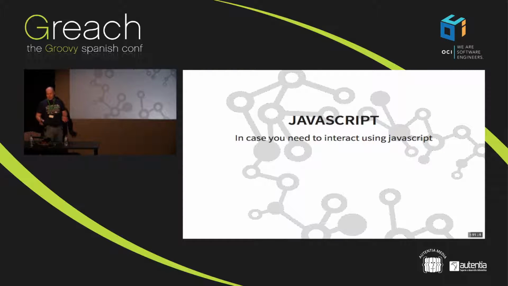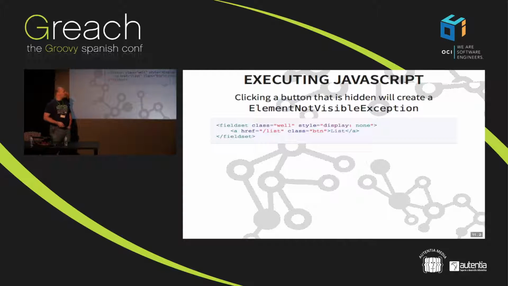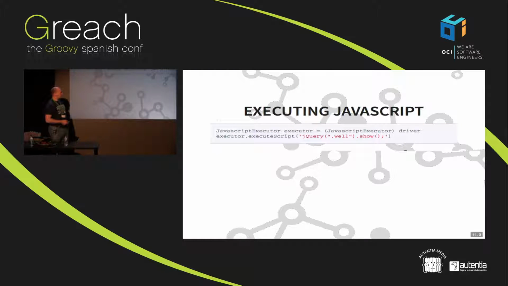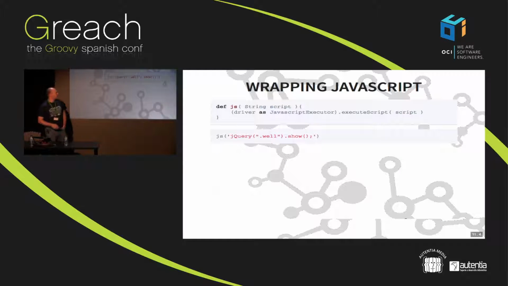All right. A lot of applications nowadays use quite a bit of JavaScript. In case we want to interact with JavaScript, for example, there's something that's not visible, and I don't want to go through an entire list of steps to make it visible. So I pretty much just want to have this displayed. Well, what we can do is, with the JavaScript executor, execute some JavaScript. In this case here, I assume that jQuery is available on the page. I select the well component, and I show those that have this class.